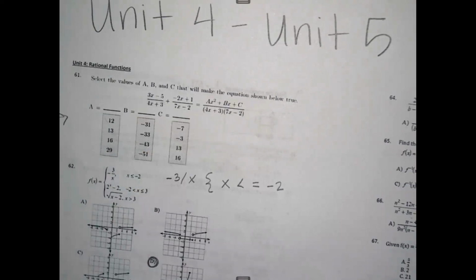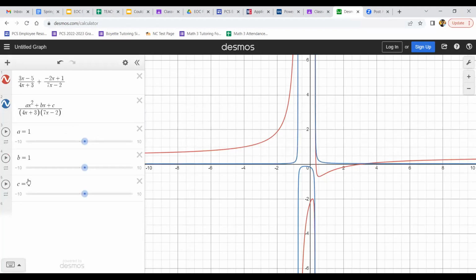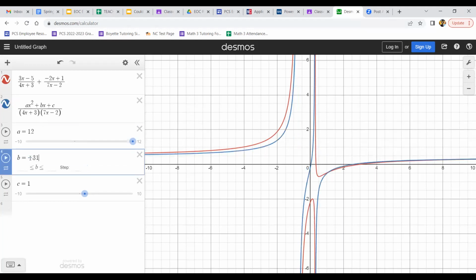So when it says, do you want to have sliders? My answer is yes. And I want sliders for all of them. So I'm going to press all, and it just did these sliders for me. So what I'm going to do is type in the number for each number choice that I have. So for A, I'm going to type in 12. For B, I'm going to type in -31. And for C, I'm going to type in -7.